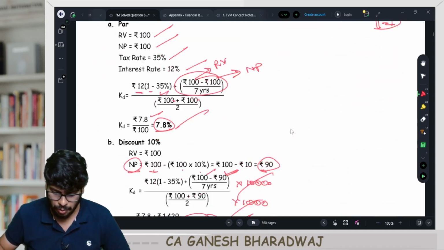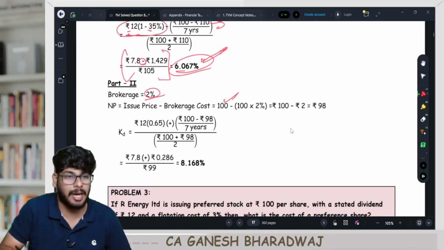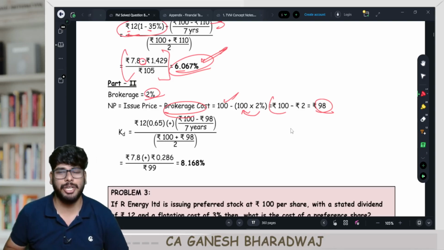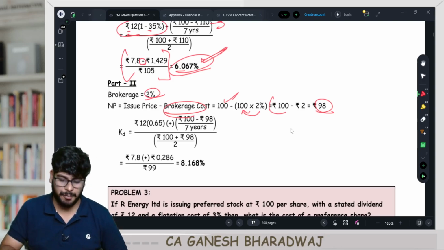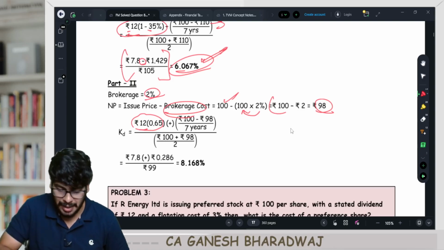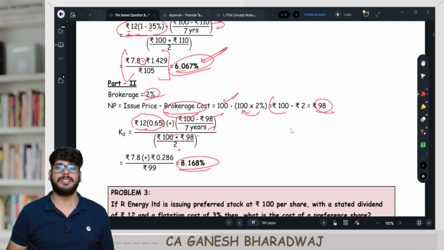Clear with this? Now, the computation, guys, what happens here? Brokerage is 2%. So the issue price is 100 minus brokerage cost, 2% on that 100. It's going to be what? 100 minus 2, 98. Now what you do here is, for all your computation purpose, you take this 98 as your net proceeds. So I into 1 minus t, correct, plus RV 100 minus NP, which is 98, divided by 7, the whole by RV plus NP by 2. You get an effective cost of 8.168.